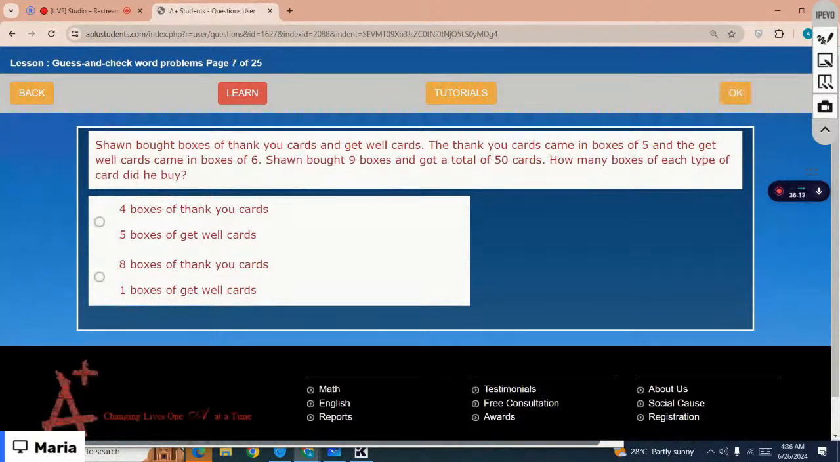Sean bought boxes of thank you cards and get well cards. The thank you cards came in a box of 5 and the get well cards came in a box of 6. Sean bought 9 boxes and a total of 50 cards. How many boxes of each type of card did he buy? Which is the correct option?